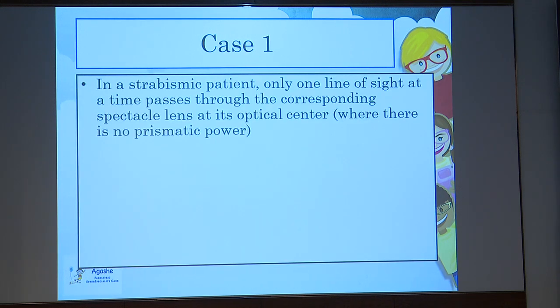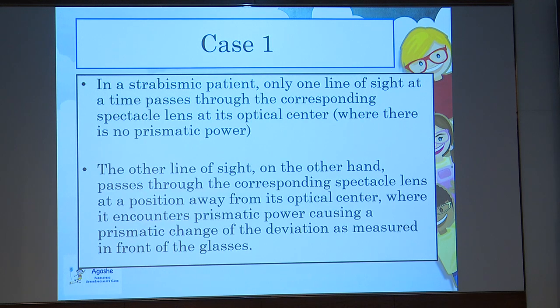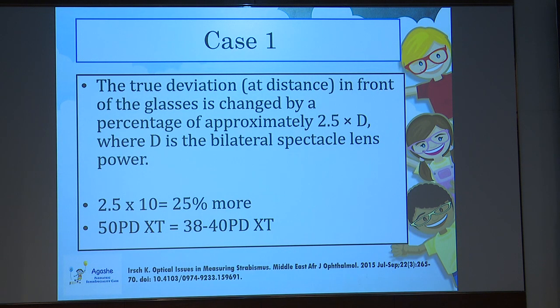In a strabismic patient, only one line of sight at a time passes through the corresponding spectacle lens at its optical center where there is no prismatic power. On the other hand, through the other line of sight, it induces a prismatic power which causes a prismatic change of the deviation when it is measured with the myopic glasses. So the true deviation in front of the glasses is changed by a percentage of approximately 2.5 into D, where D is the bilateral spectacle lens power.